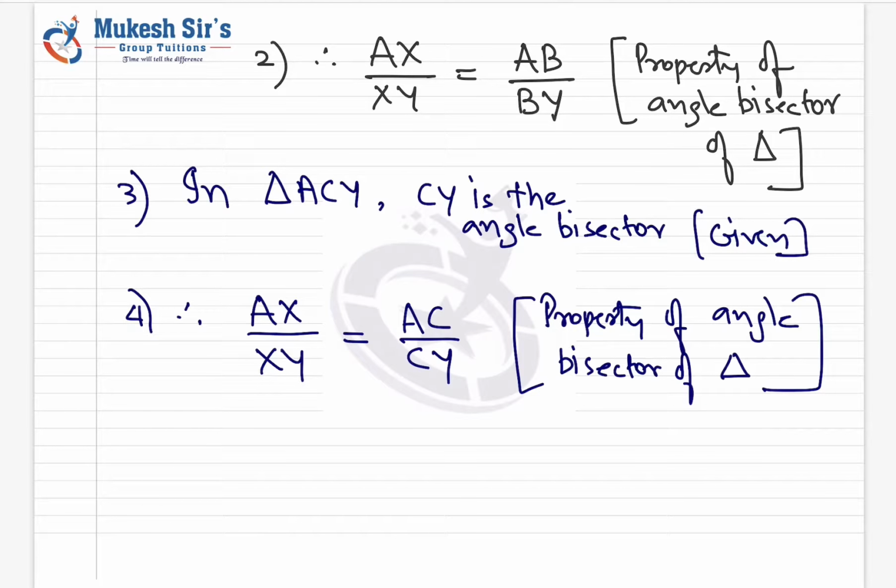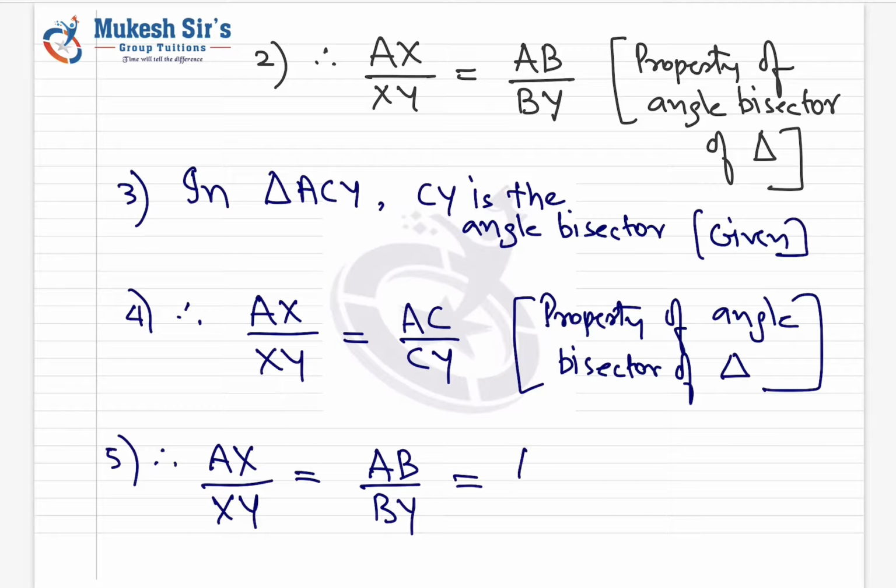Now check equations 2 and 4. Their left hand side is the same, right? AX upon XY. So when you compare equations 2 and 4, the right hand sides also become the same. Now for the answer you require all, so you write all of them. Therefore AX upon XY is equal to AB upon BY, and that is equal to AC upon CY. The reason is from 2 and 4. So you got three ratios that are equal, right?